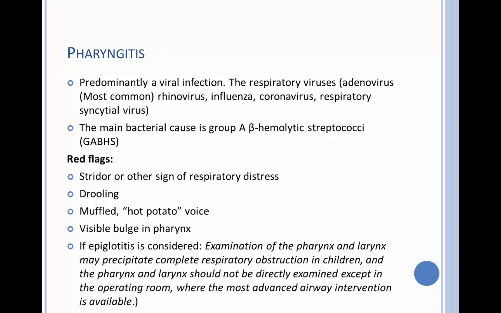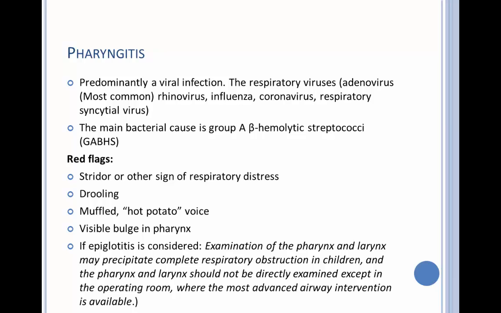Also note any sick contact with group A beta hemolytic streptococci. In the physical examination, note if fever is present, and any signs of respiratory distress such as tachypnea, dyspnea, stridor, or any awkward position such as tripod position, sitting upright, leaning forward with the neck hyperextended or the jaw thrust forward. That's a sign of respiratory distress.